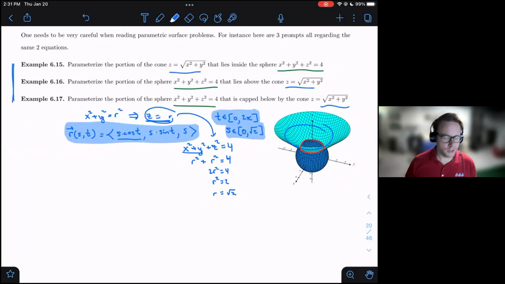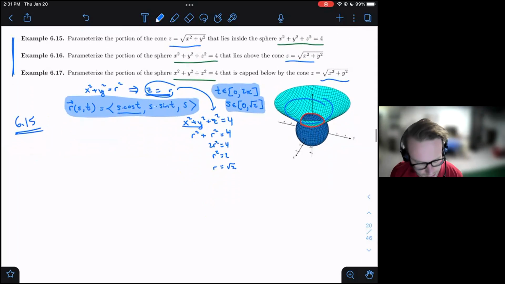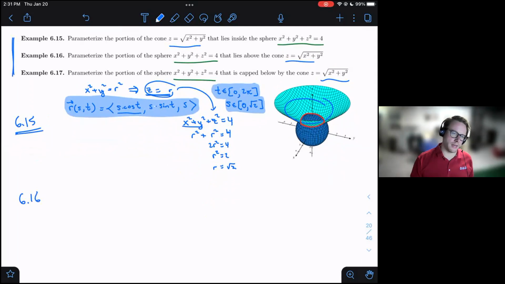Let's do another one here. So again, this was the first bit. This was 615. So if I do 616 next, now notice that we've switched things. We want to parameterize the sphere. So the surface that we're trying to parameterize is the sphere, and we want the piece of the sphere that lies above the cone.